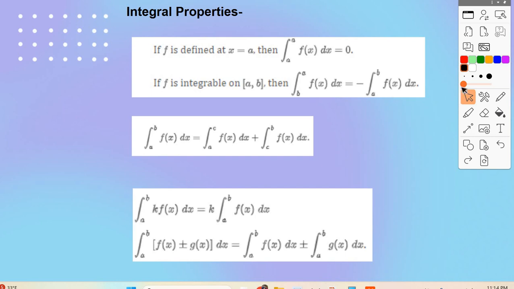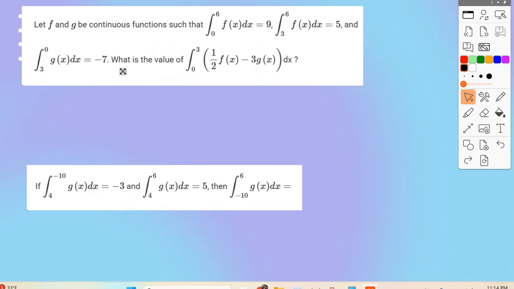Okay, we're gonna see if we can try and finish this last example. So again, we were talking about that we have these different properties that allow us to switch bounds as needed, break apart intervals as needed. So let's look at an example of that.